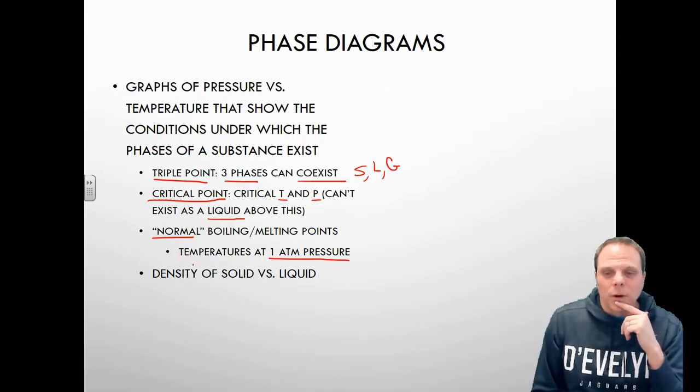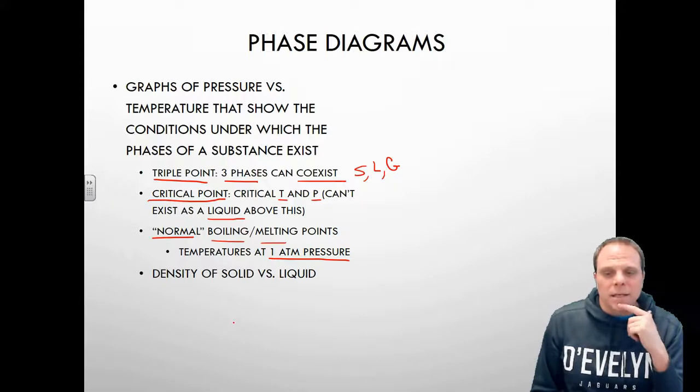And again, the normal boiling point is at 1 atmosphere of pressure, and it's the temperature at which it's going to boil at 1 atmosphere of pressure. The normal melting point would be the temperature at which it would freeze or melt at 1 atmospheric pressure.